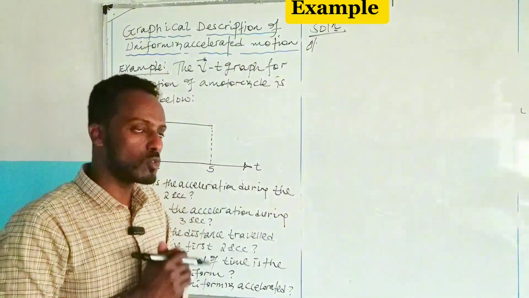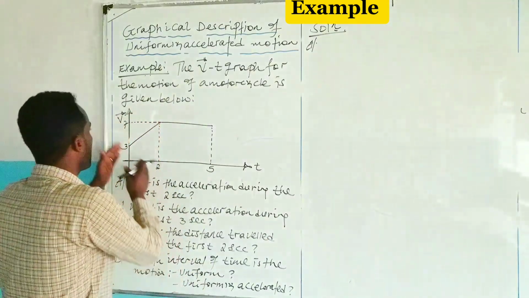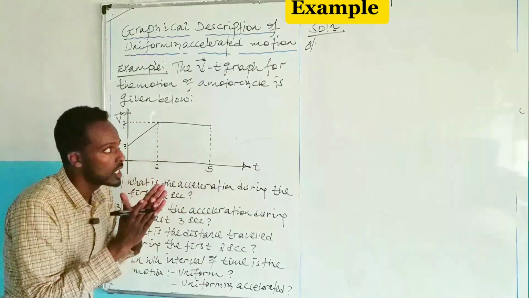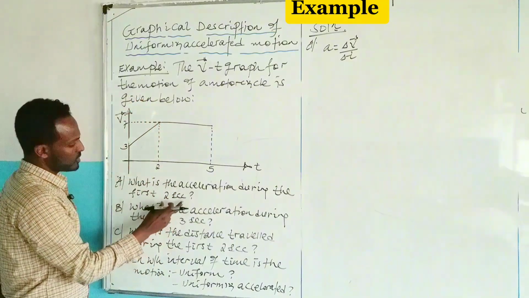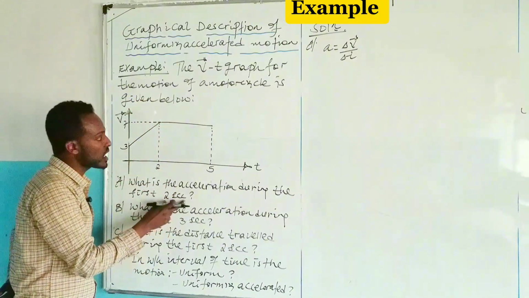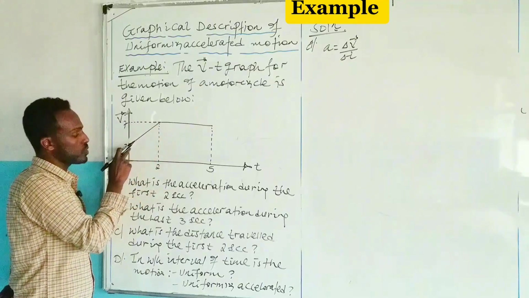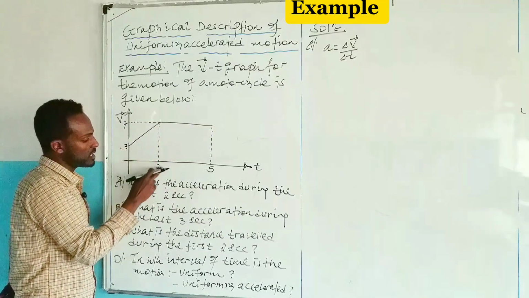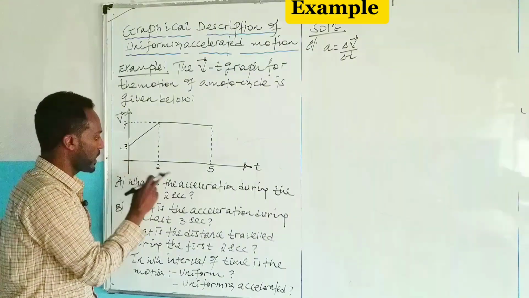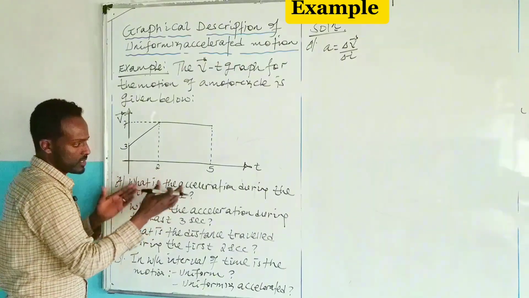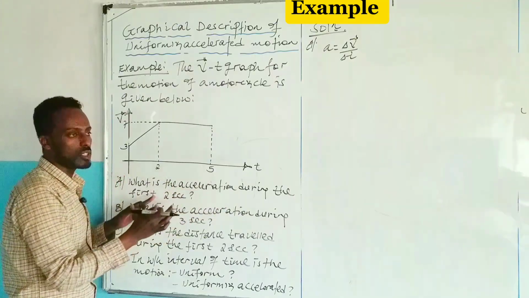You know acceleration is the rate of change of velocity. Here we have a VT graph. Acceleration is the rate of change of velocity. So for the first 2 seconds, the final velocity is here, and the initial velocity is 3, and the final time is 2, and the initial time is 0. That's why the required is the acceleration of the motorcycle during the first 2 seconds.